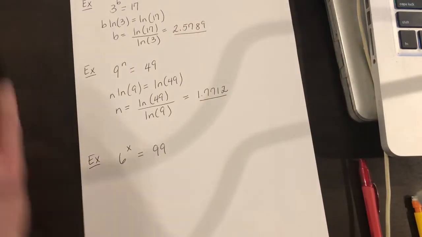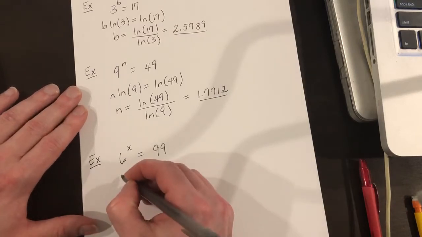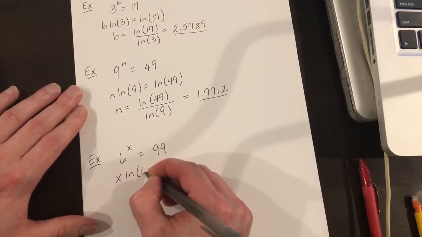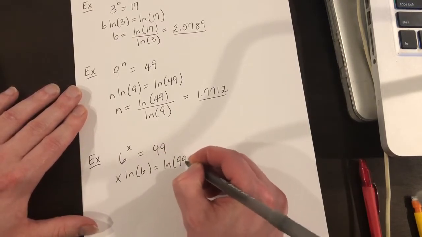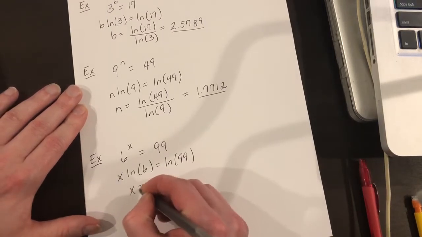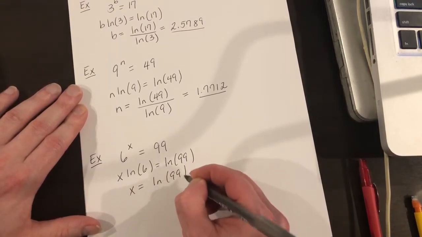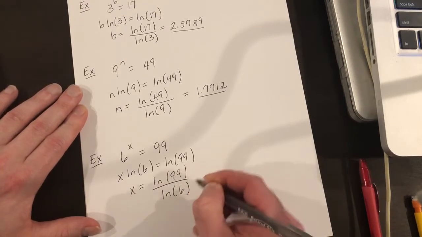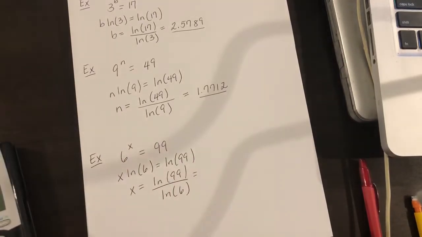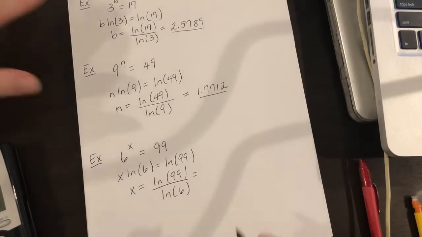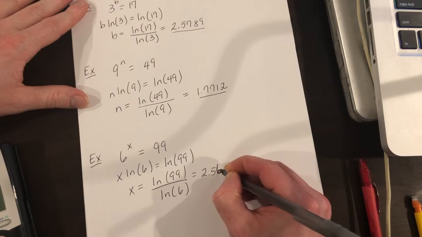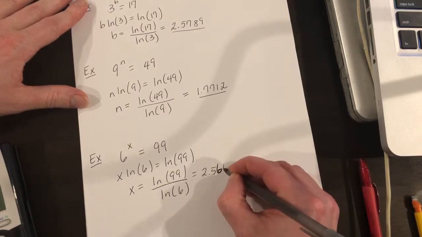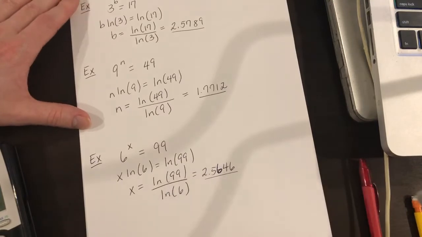Okay, next example. We got an x in the exponent we're trying to solve for. So we're going to natural log both sides. When we natural log both sides, we take the x, put it in front, natural log of 6, and natural log of 99. So x is equal to natural log of 99 over natural log of 6. Okay, so natural log of 99 over natural log of 6. I got 2.5646. And that's our answer.